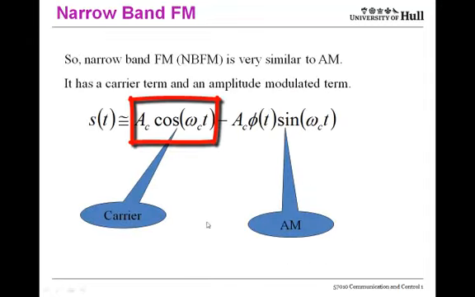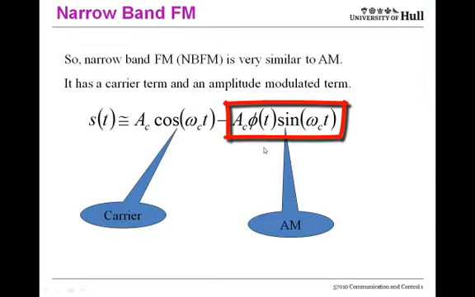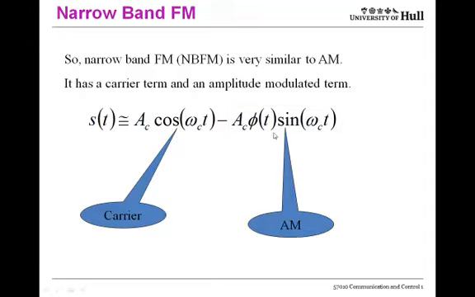Now you'll note that the first term, this term here, only has carrier information in it. There's no message signal in there. So that is just broadcasting the carrier wave. The second term is an AM, an amplitude modulated signal, because we have a carrier, it's a sine, but that doesn't matter, whose amplitude is modulated by phi, which has our message buried in it. So narrowband FM is very similar to amplitude modulation. There's a carrier term and a term where the amplitude is modulated by the phase.